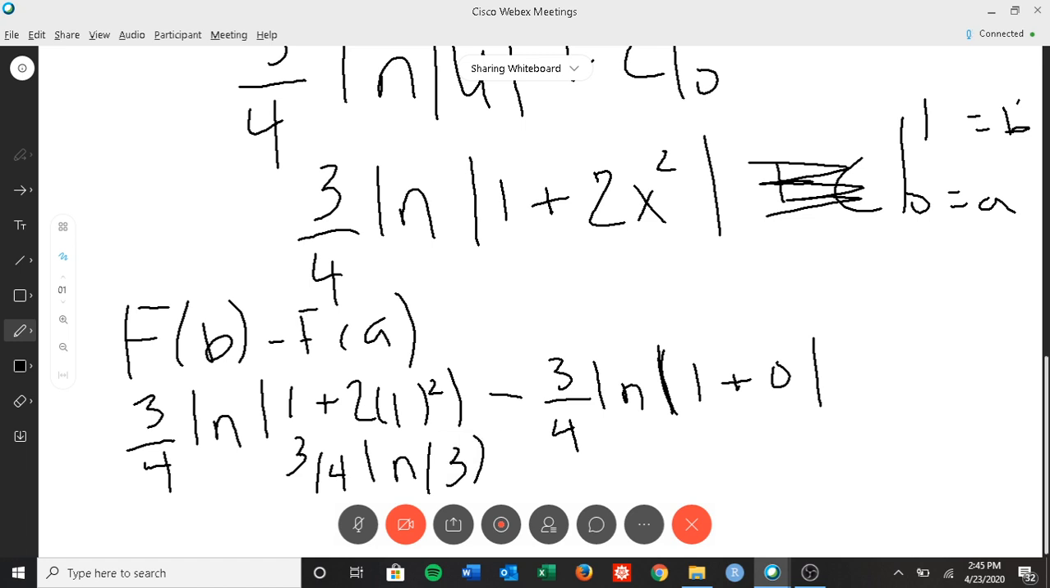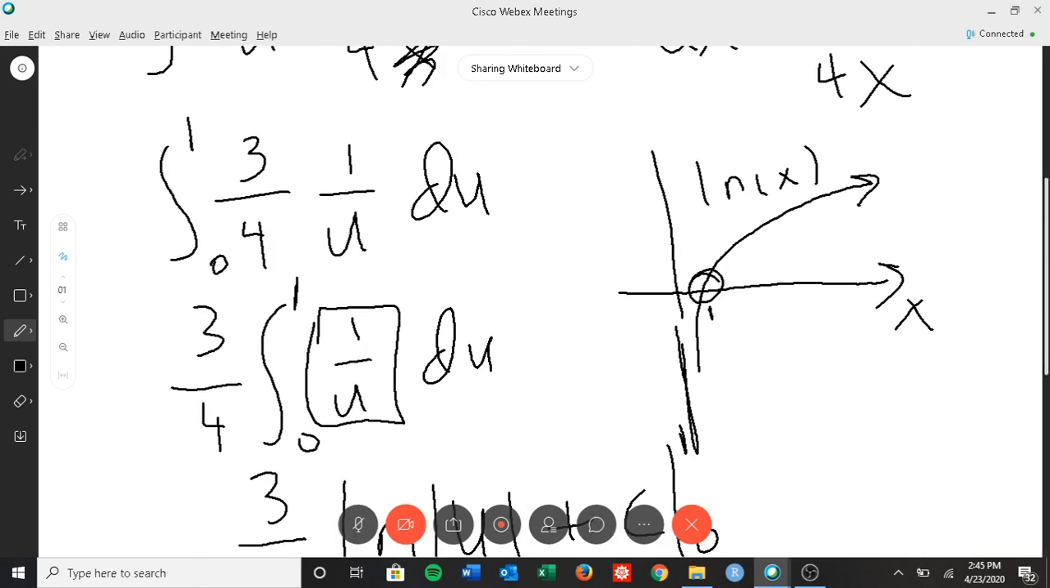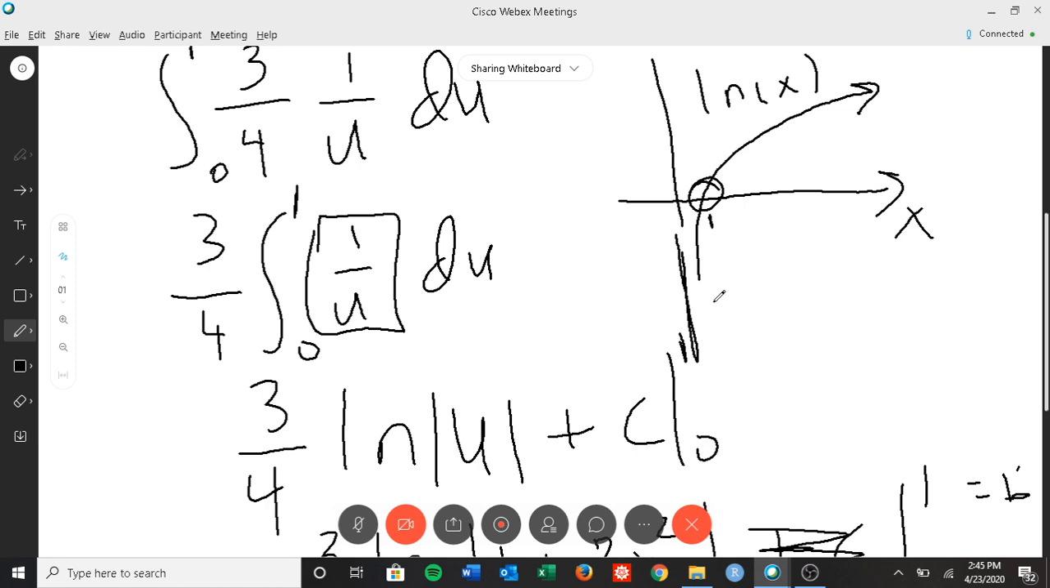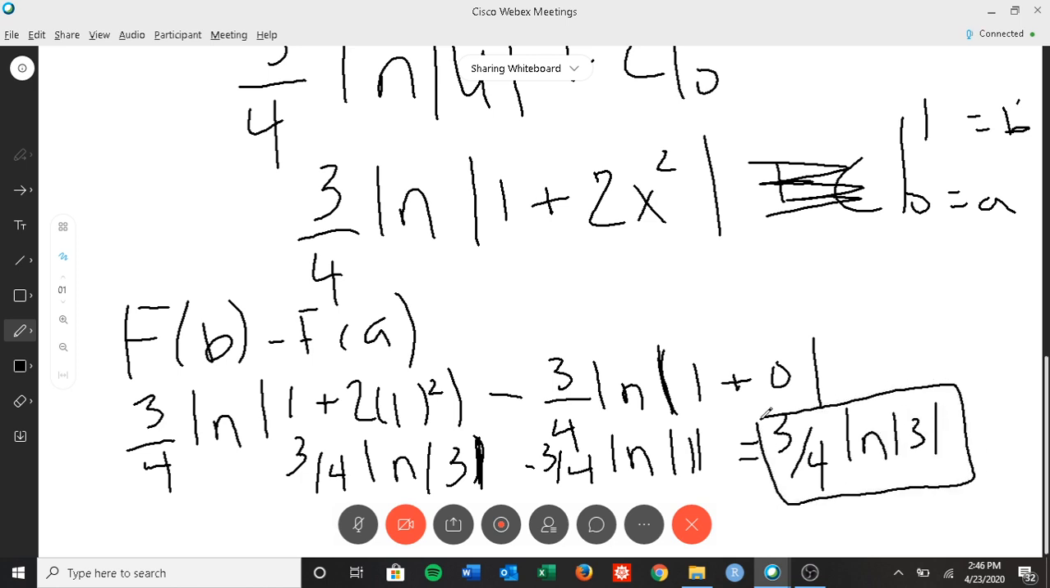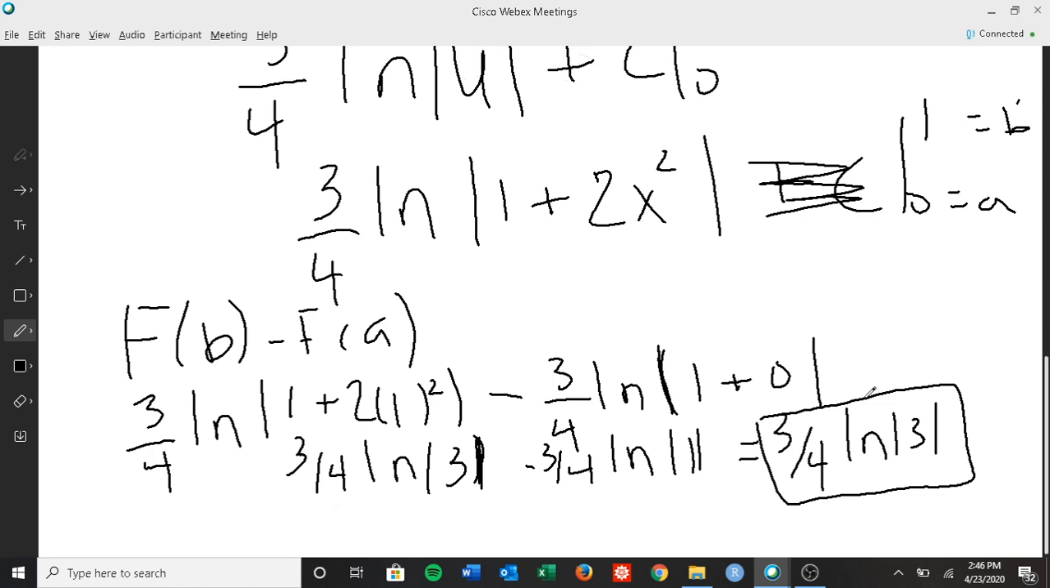Now when we simplify this, we should get an answer of 3/4 ln of 3, remember to make the absolute value, minus 3/4 times ln of 1. And actually, ln of 1 becomes 0, because if you look at our graph, 1 is the x-intercept for the ln function. So our answer is 3/4 times ln of 3. And that's how you would find the area using this method.